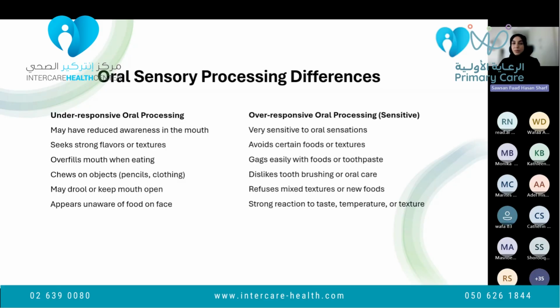And if the child is over-responsive, this is very common as well. They might gag easily. They will avoid certain foods. They will be very sensitive to oral sensations. They will avoid brushing and oral care, and they will refuse mixed textures. The child, for example, can eat rice and can eat yogurt, but if you mix them together, it will be overwhelming to them. And they will give a very strong reaction to taste and temperature, and most of the time they will be picky eaters.